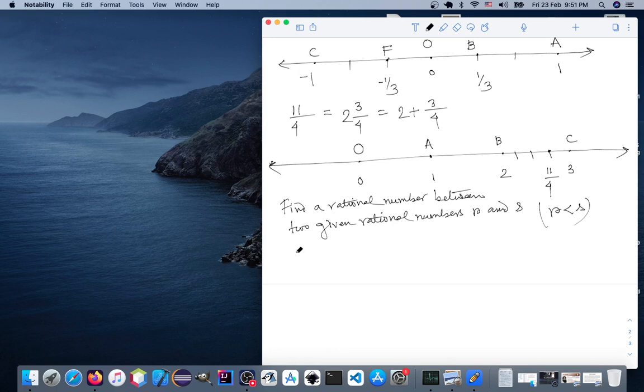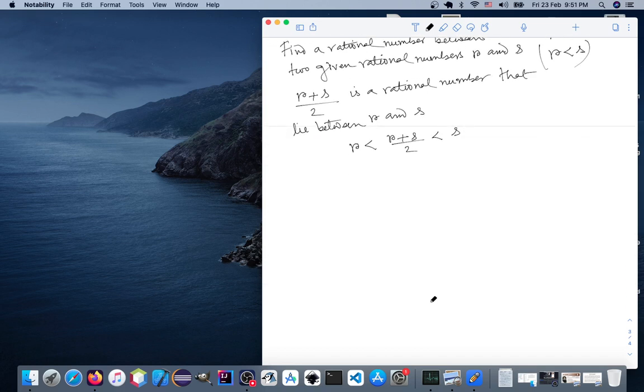So the formula is R plus S by 2 is a rational number that lies between R and S. R plus S by 2 is the rational number that lies between R and S. So we have R less than R plus S by 2 which is less than S. So if we are given two rational numbers R and S, and we are asked to find a rational number in between them, we can simply say that R plus S by 2 is the rational number between them.